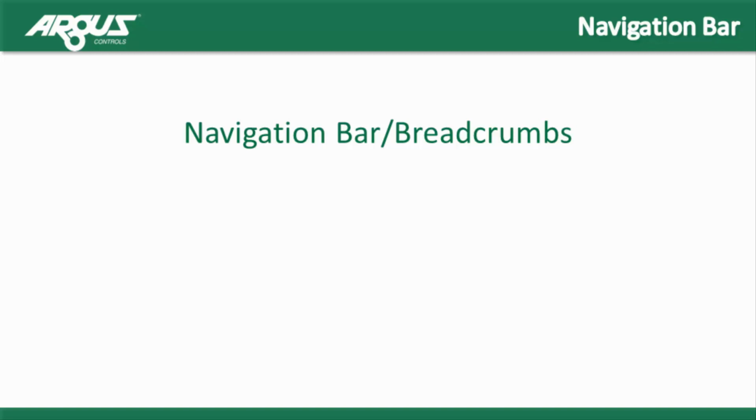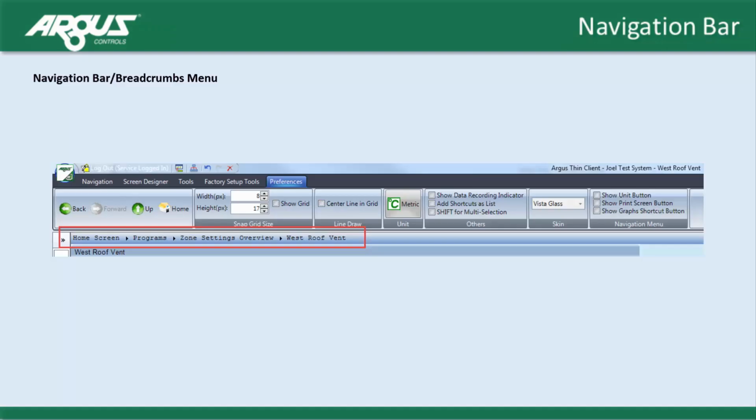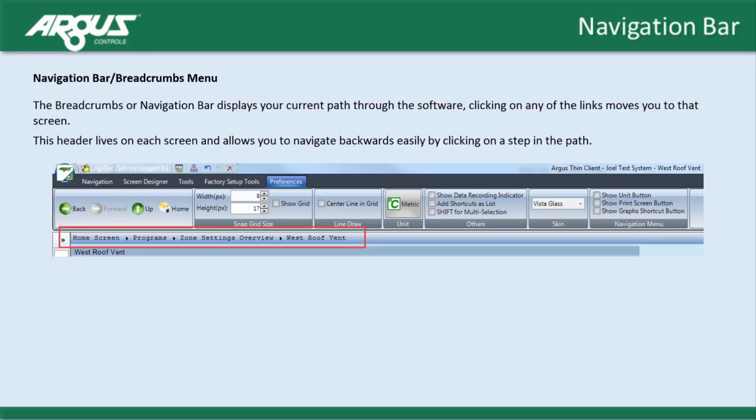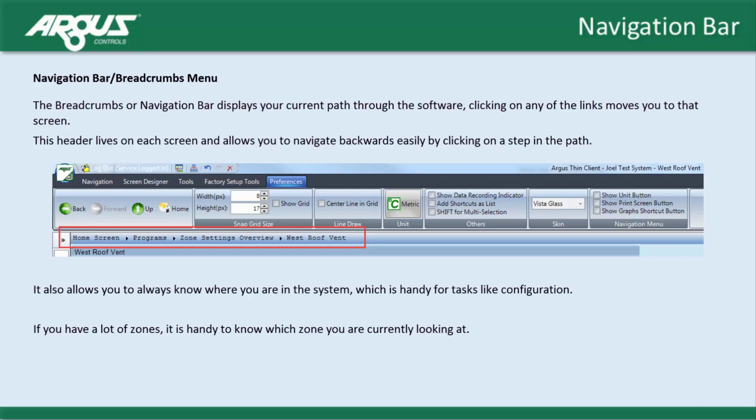Navigation bar. The navigation bar, or breadcrumbs bar, displays your current path through the software. Clicking on any of the links moves you to that screen. This header lives on each screen and allows you to navigate backwards easily by clicking on a step in the path. It also allows you to always know where you are in the system, which is handy for tasks like configuration. If you have a lot of zones, it's handy to know which zone you're currently looking at.